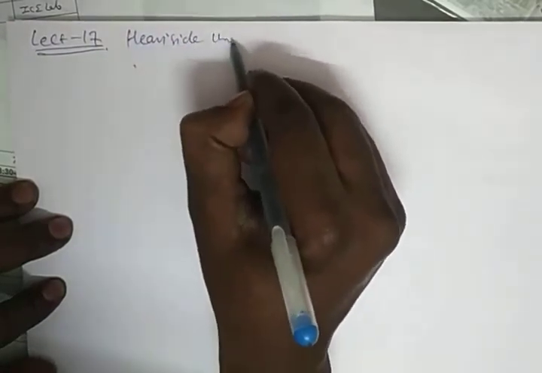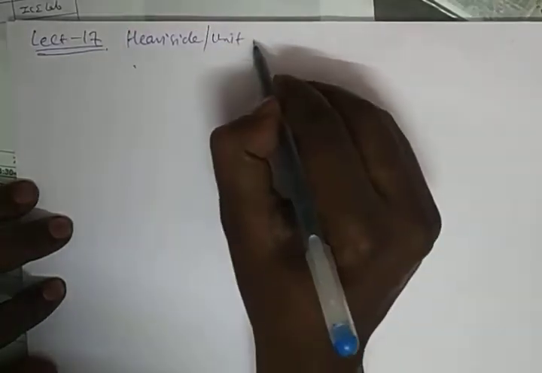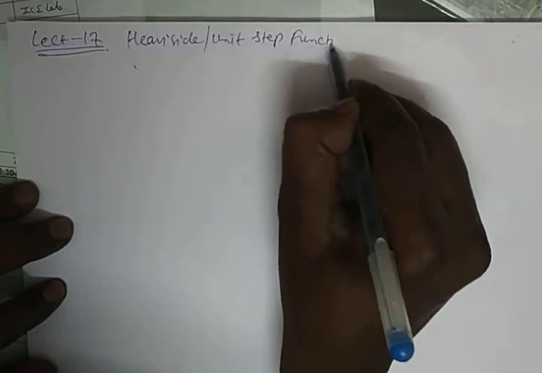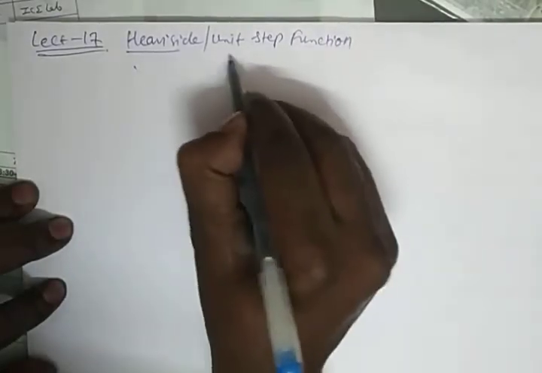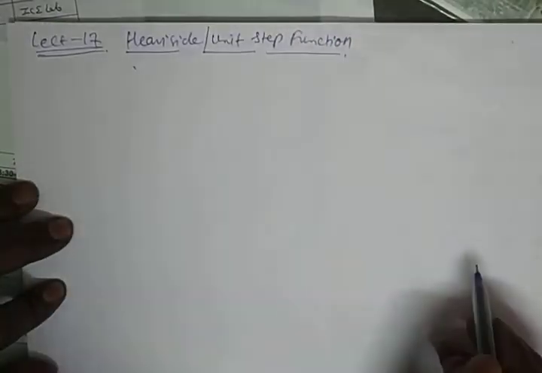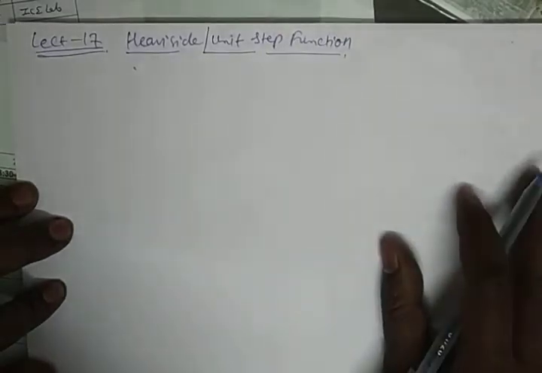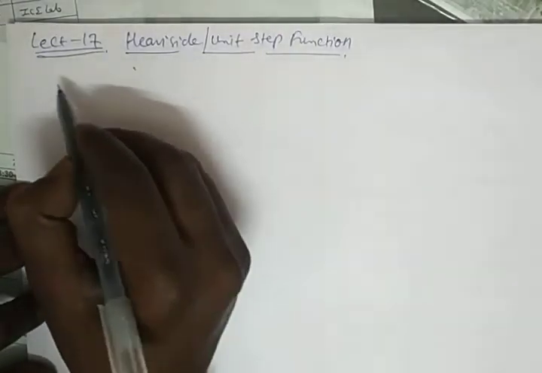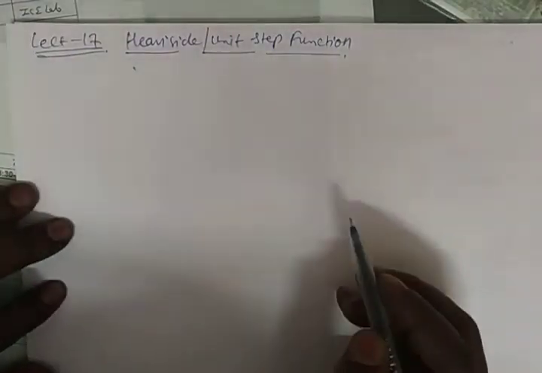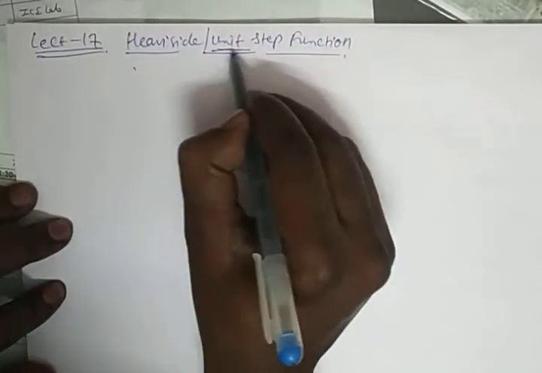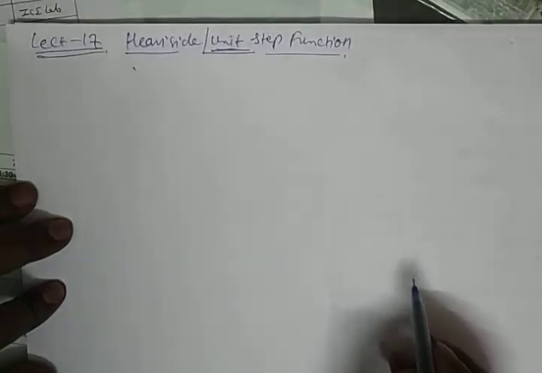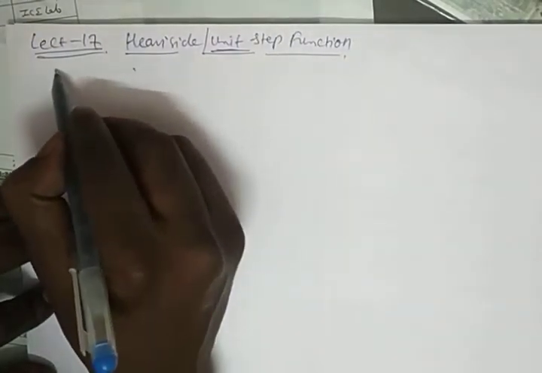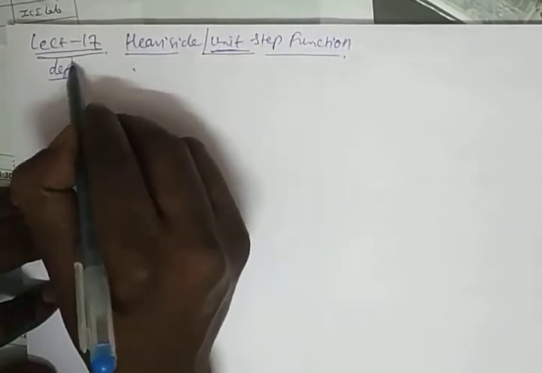Heaviside, or it is also known as unit step function. Heaviside or unit step function. Okay. So now what is this Heaviside unit step function? Let us see first the definition. Now this particular name indicates that there is a unit step. Let us try to understand this definition.